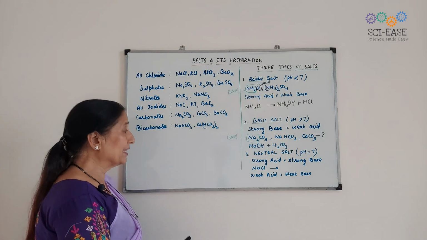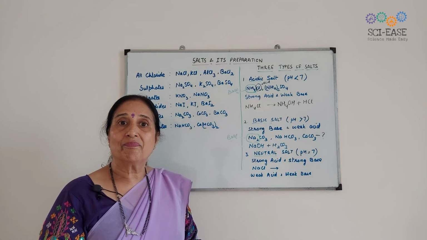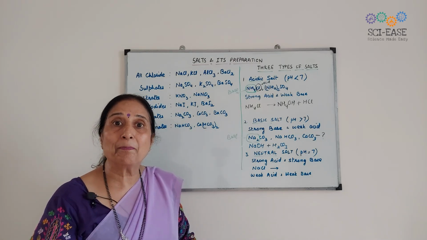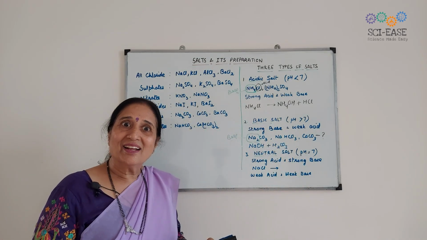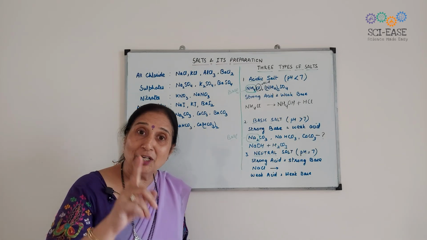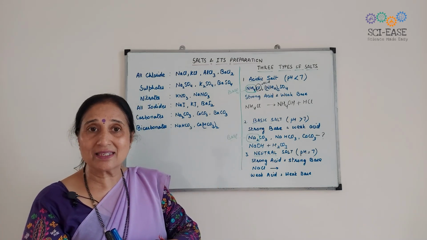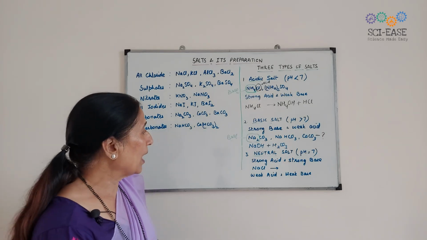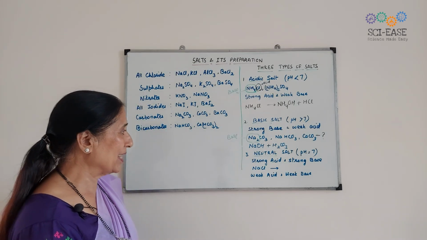Okay. So, the third category of salt is the neutral salt, meaning that the salt is neither acidic nor basic. It has a pH equal to 7. How are these neutral salts prepared? They are prepared either when a strong acid reacts with a strong base or when a weak acid reacts with a weak base. I have given this example of sodium chloride.